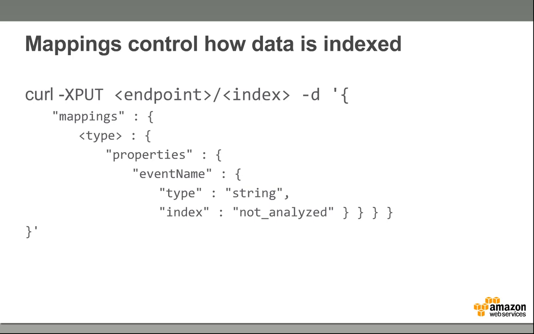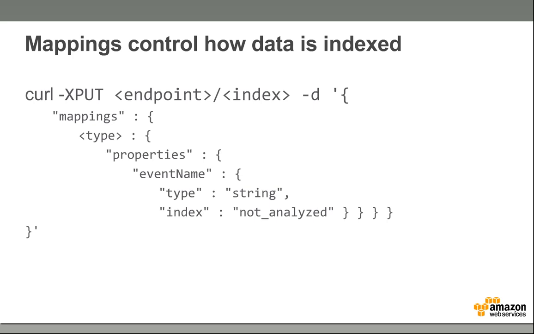We won't get into types. Typically, you would just use a single type. You don't want to use multiple types. And then you put properties. In this case, event name is a string. And the thing I would point out here, too, is that I've set this to be a not analyzed string.